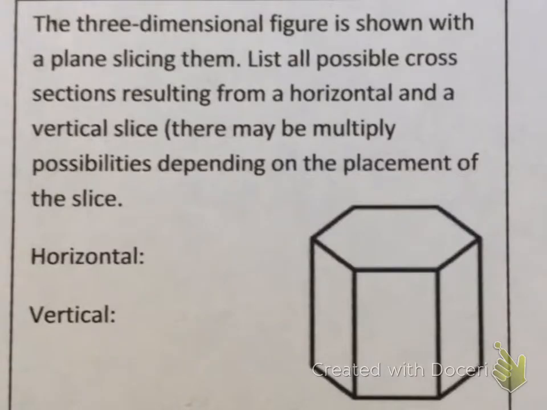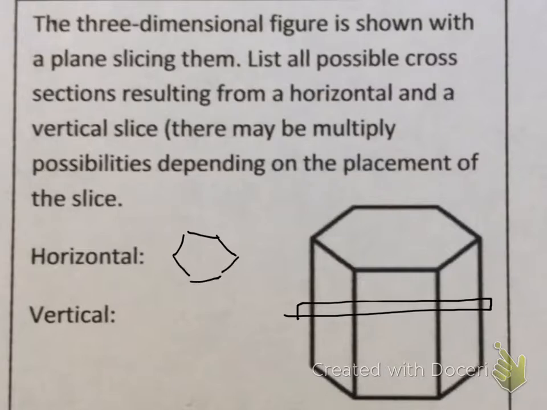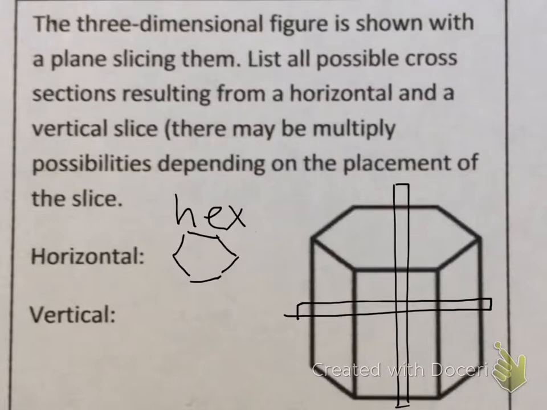So this question says the three-dimensional figure is shown with a plane slicing them. List all possible cross sections resulting from a horizontal and a vertical slice. There may be multiple possibilities depending on the placement of the slice. So if we go horizontally and cut a piece out of this right here, just right through the middle like that, this should end up being a hexagon, because the beginning shape of the top is a hexagon, and if we took a piece out of the middle, we'd end up with a hexagon. If we take a slice vertically like this, right out of the middle, I should end up with a rectangle.